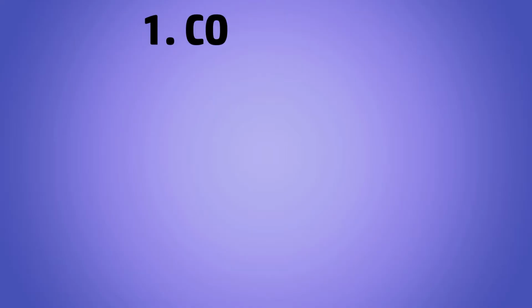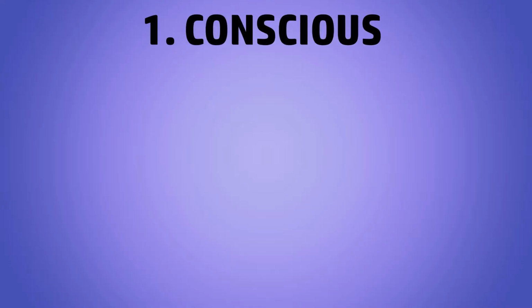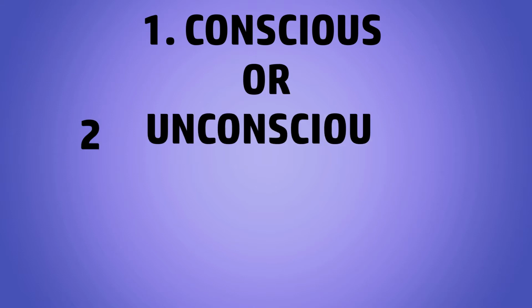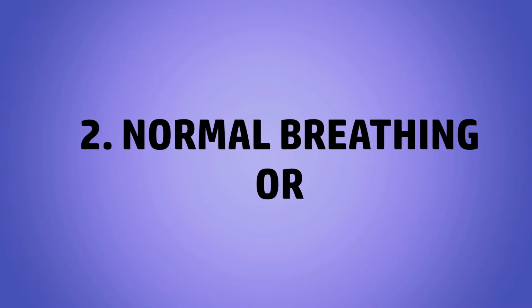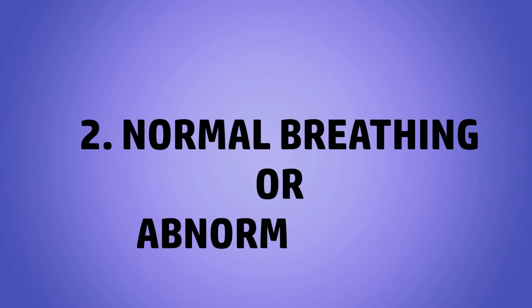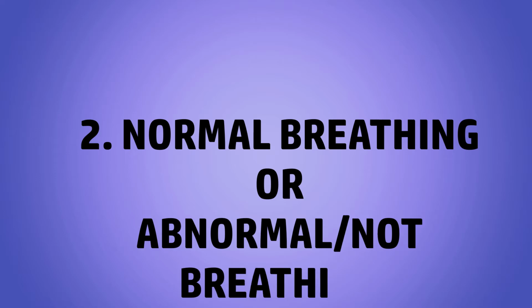In step one, you need to know two things. One, is the child conscious or unconscious? When I say unconscious, I mean that the child is not responding to you, the child has passed out. Number two, you need to identify if the child is breathing normally, or if the child is breathing abnormally, or maybe the child is not breathing at all. This is very crucial to know what you're going to do next.